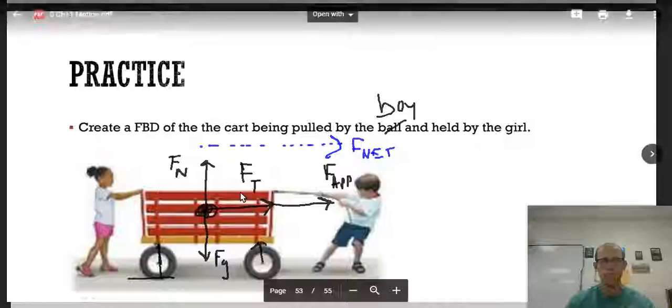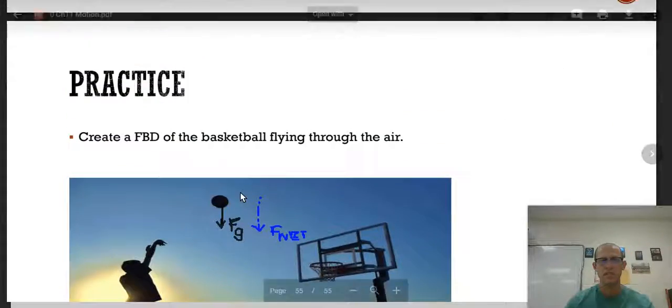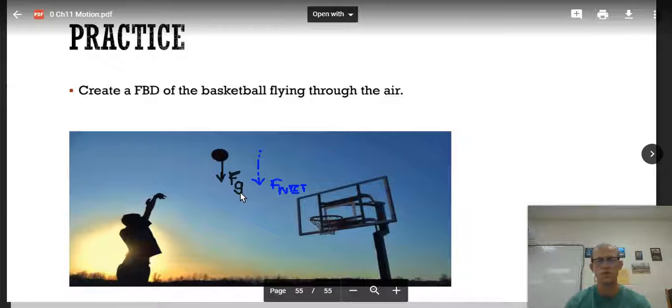Oh, is that all of them? Okay, well, there are a few examples about free body diagrams, so hopefully you can do those now.